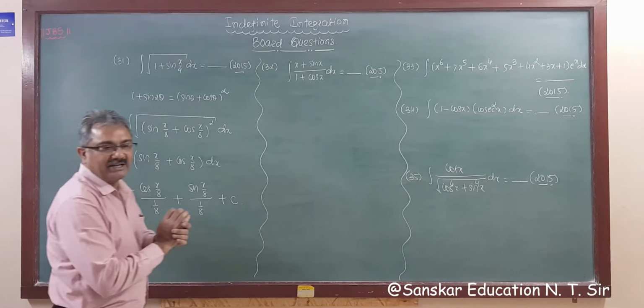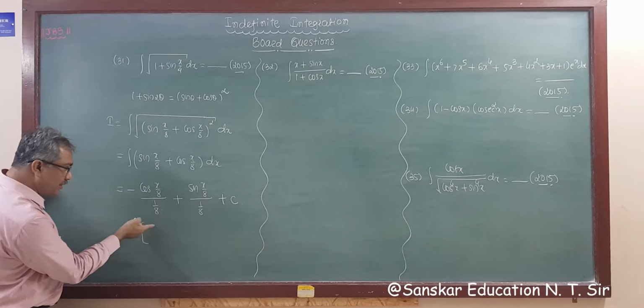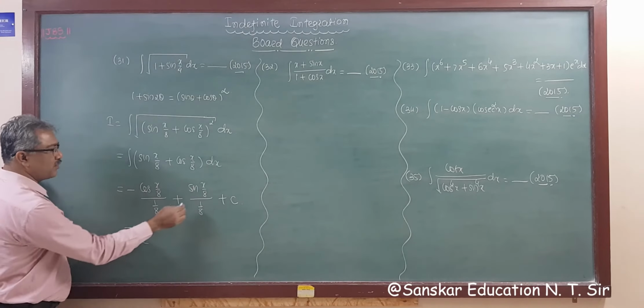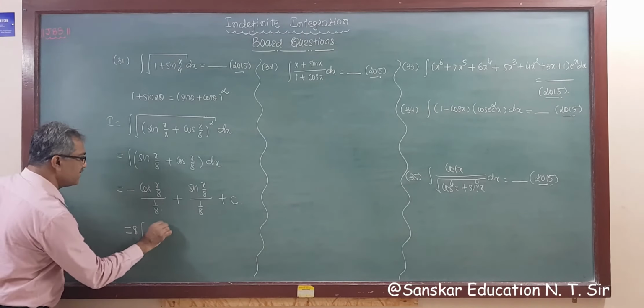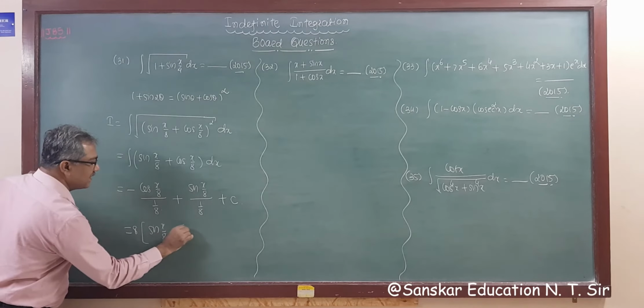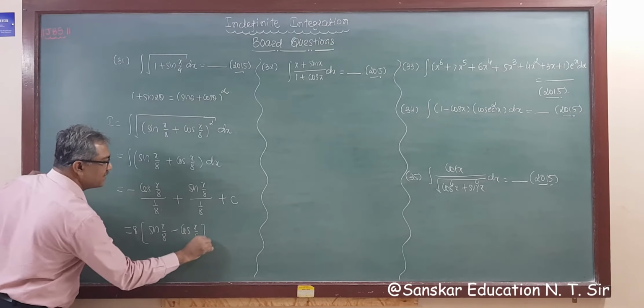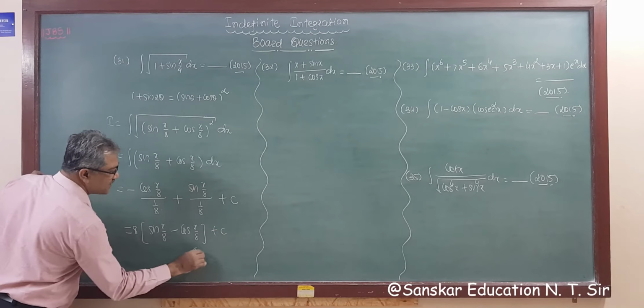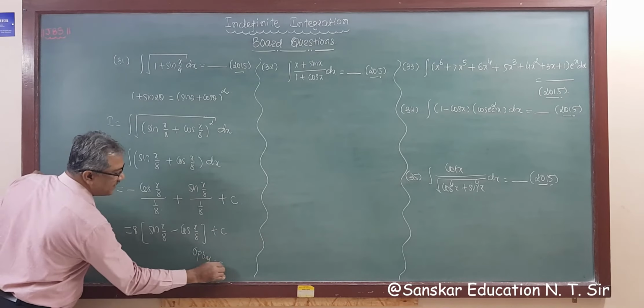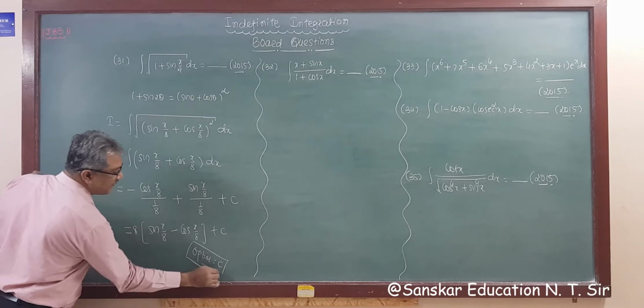This is not 1 upon 8 but 8. The denominator of the denominator goes to the numerator, so 8 is common. So I am writing plus first: sin x by 8 minus cos x by 8 plus c. So option C is your correct answer, right?